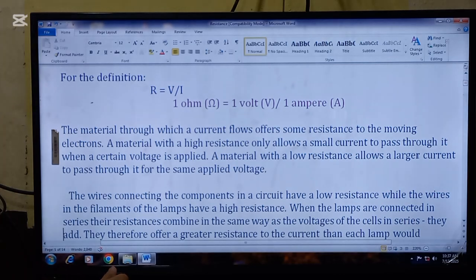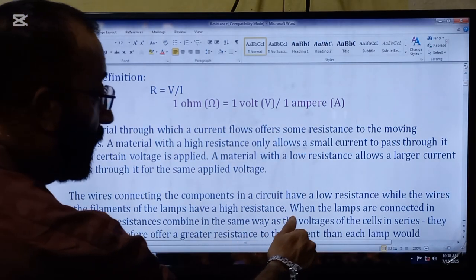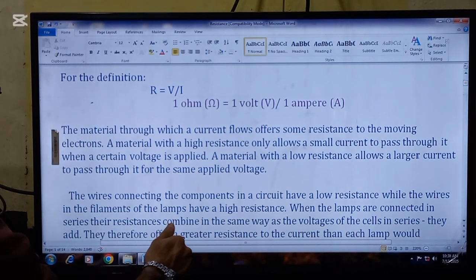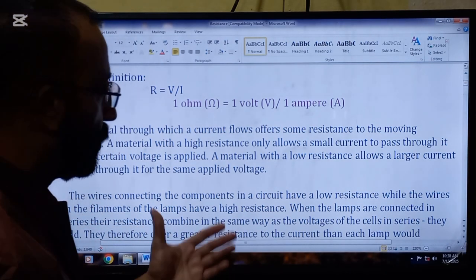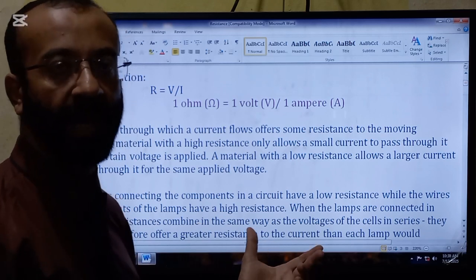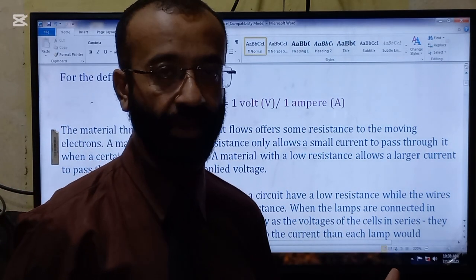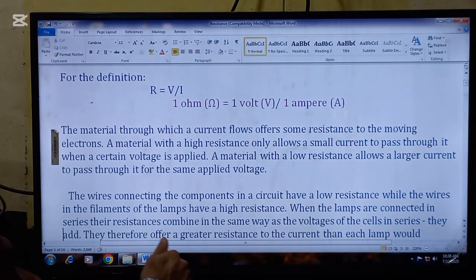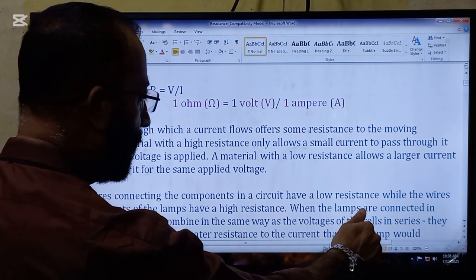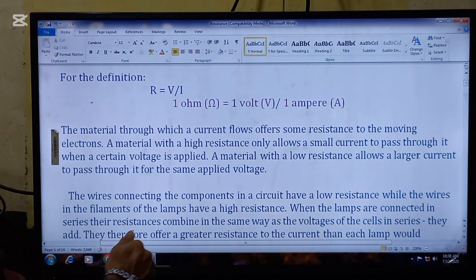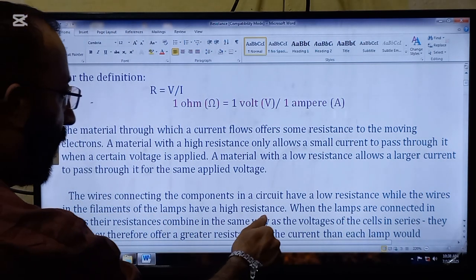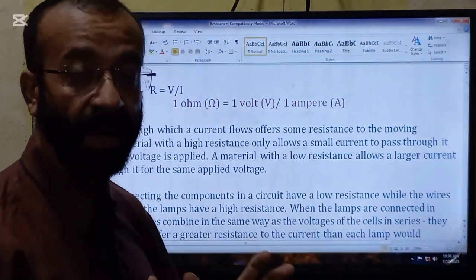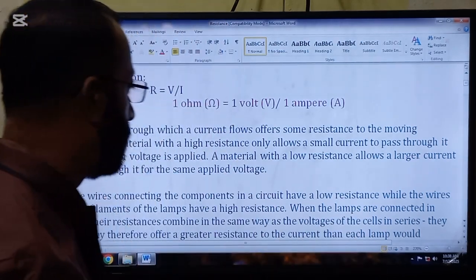The wires connecting the components in a circuit have a low resistance, while the wires in the filaments of the lamps have a high resistance. So this is a very important point which normally comes in the paper number 1 MCQs of the physics. That's why the lamps glow, because of having the wires with high resistance.